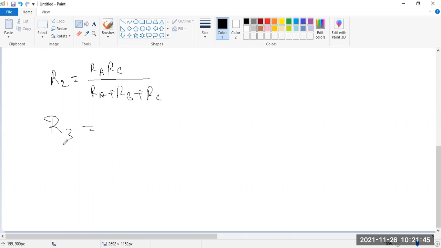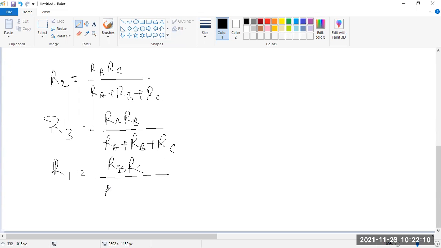Now R3. R3 is resemble of RC, so just leave it. Then we have to put RA into RB, divided by RA plus RB plus RC. Again, R1 is resemble of RA, so leave it. The other is RB and RC, divided by RA plus RB plus RC. So this is the delta to star conversion.